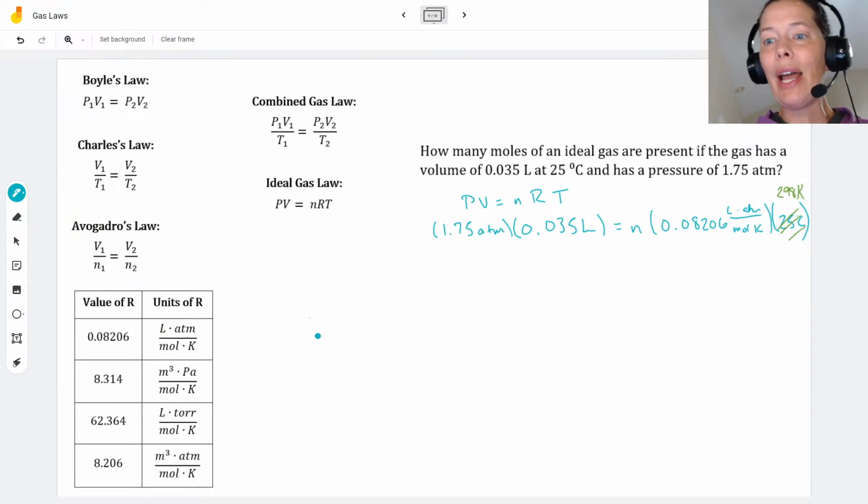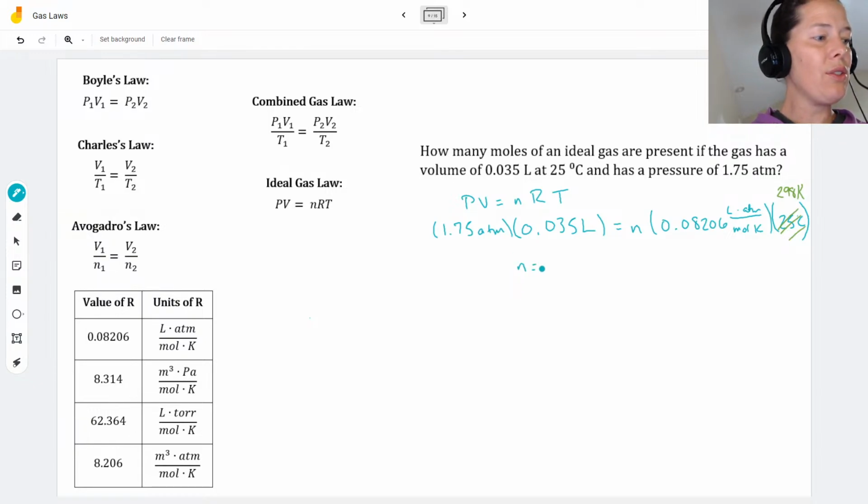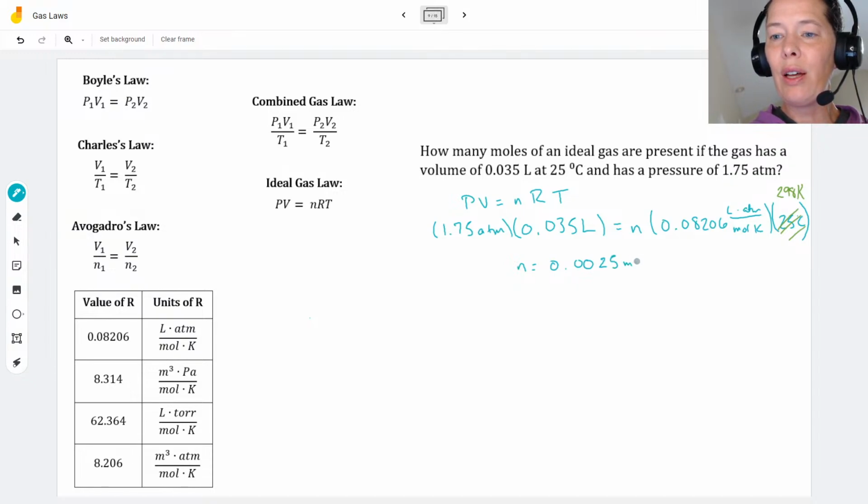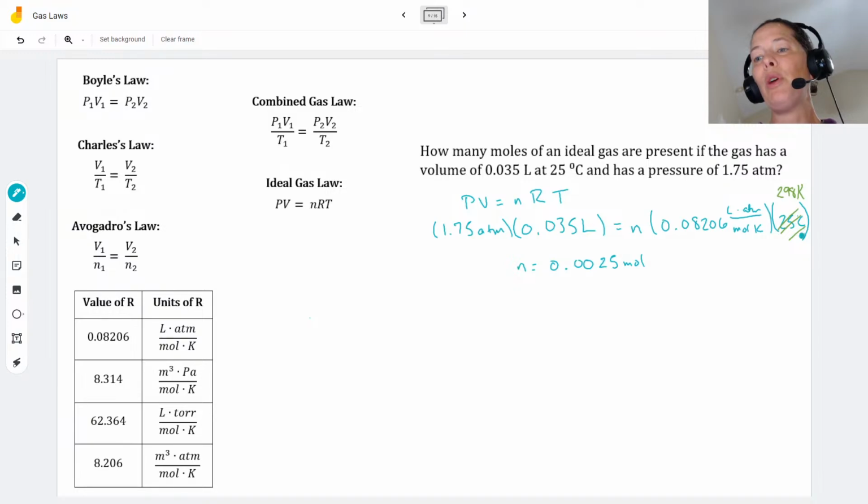All right, now I am ready to solve for N. So N is going to equal 0.0025 moles. Again, if you had put the 25 in there, I think you would have realized pretty quickly, wow, this is not really making sense. But it's always a good idea to check your units.